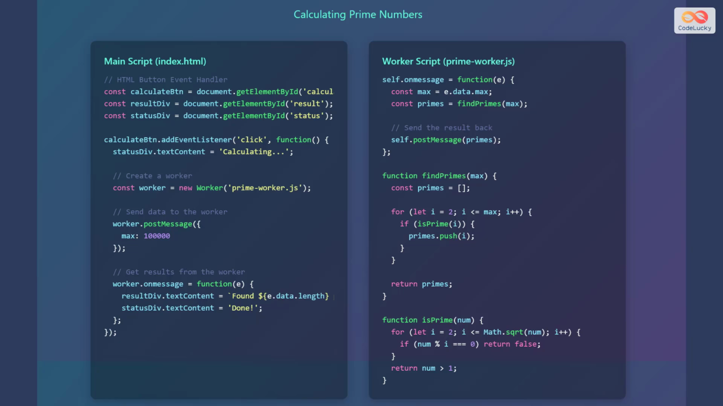Inside the web worker script, first get the maximum number from the main thread by listening to the onmessage event. Call the findPrimes method by passing the maximum number. Implement the findPrimes method to find all the prime numbers. The isPrime method checks if a number is prime or not. And finally, use self.postMessage to send the array of primes back to the main thread.